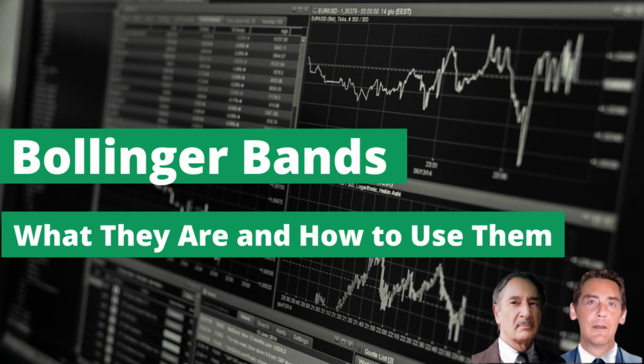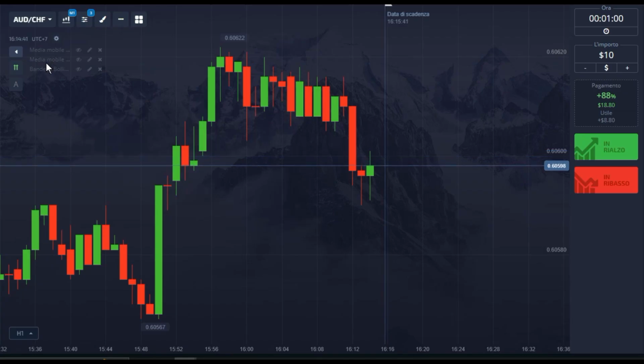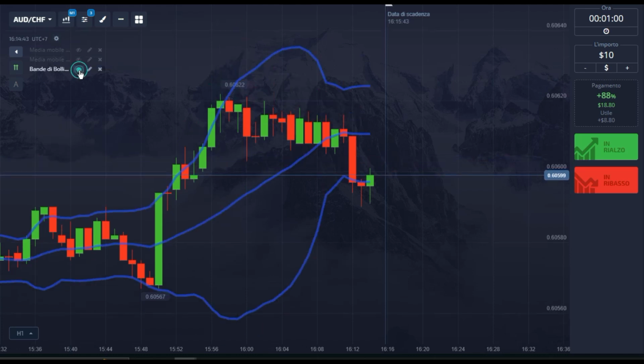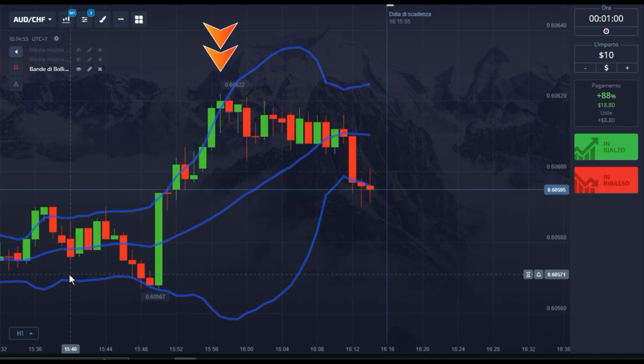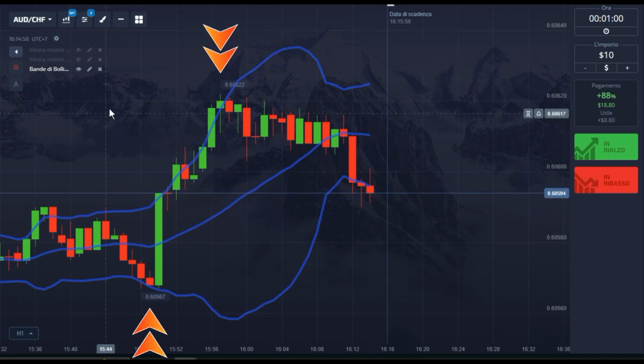Bollinger Bands, what they are, and how to use them. Bollinger Bands are a technical analysis tool invented by John Bollinger in the 1980s. It is an indicator that helps traders evaluate the volatility of a market and identify moments when a price could be considered high or low compared to its historical average.